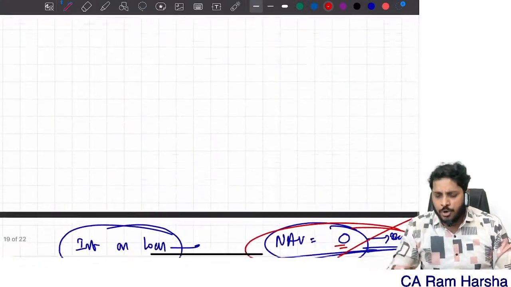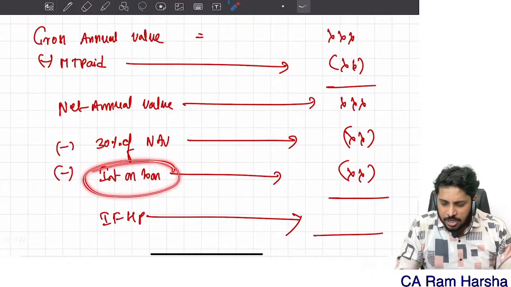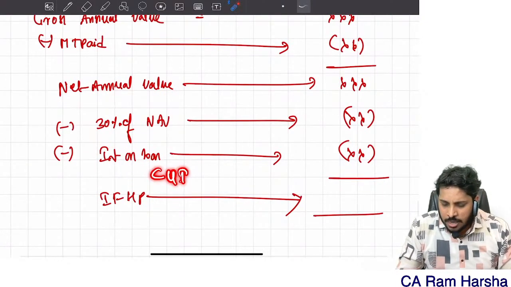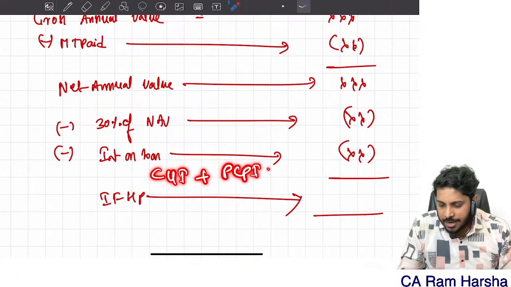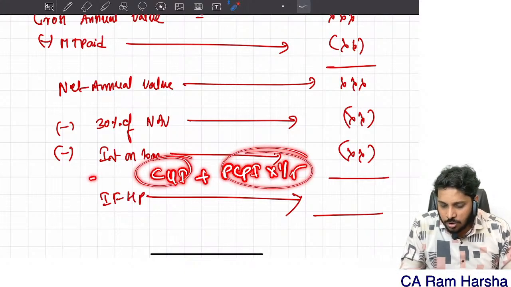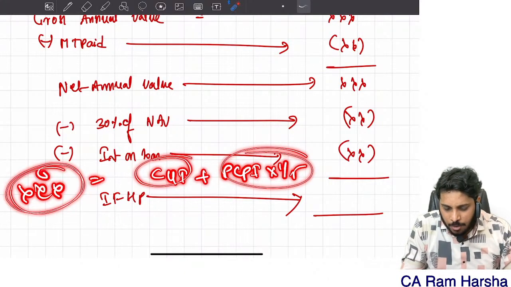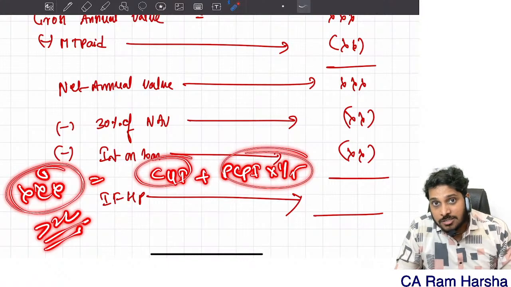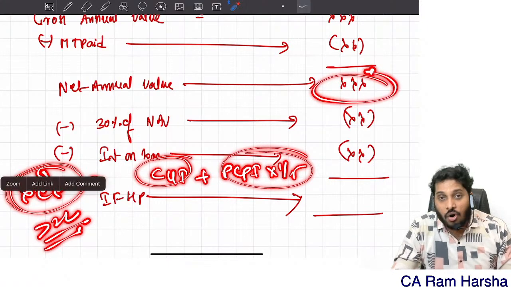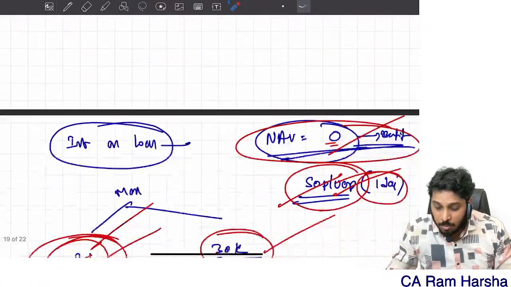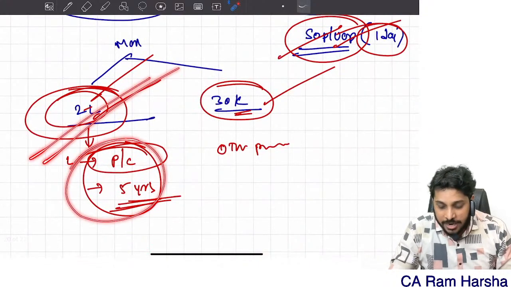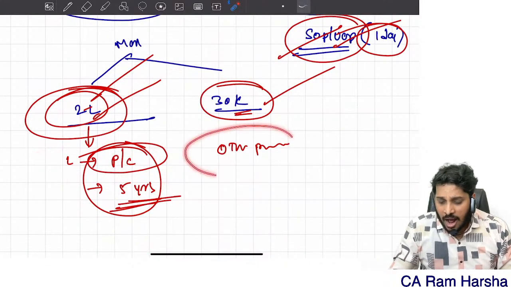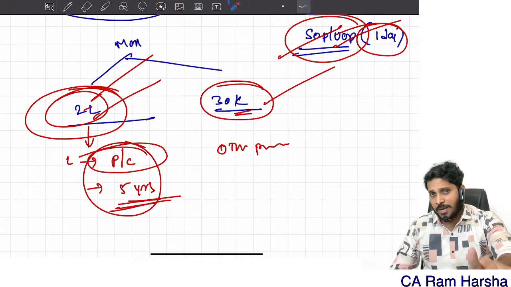First compute actual interest. Actual interest is what? Current year interest plus PCPI multiplied by 1 by 5. This is the amount you compute. If it is more than 2 lakhs, can I claim more than 2 lakhs with NAV equal to 0? You can't claim. Maximum you can claim is 2 lakhs, provided the loan is borrowed for purchase or construction. Otherwise 30,000. That's the logic.